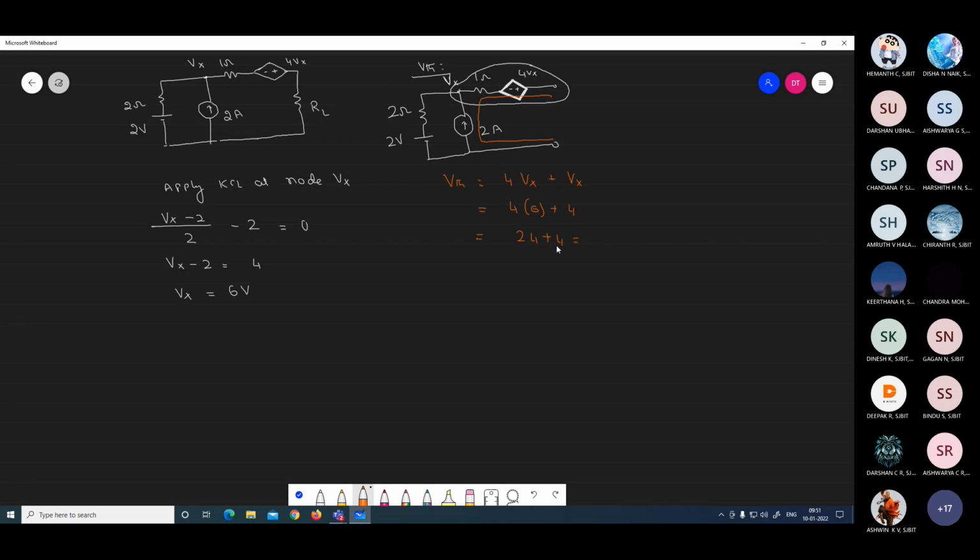30, sir. 30. 24 plus 6, sir. 6. This is 6 now here. Here that is 6. That is 30 volt. Or you can write, calculate here now, that is 5Vx. Then Vx, substitute 6, 30 volt. Then Vx is equal to 30 volt. That is, Thevenin voltage will be 30 volt.